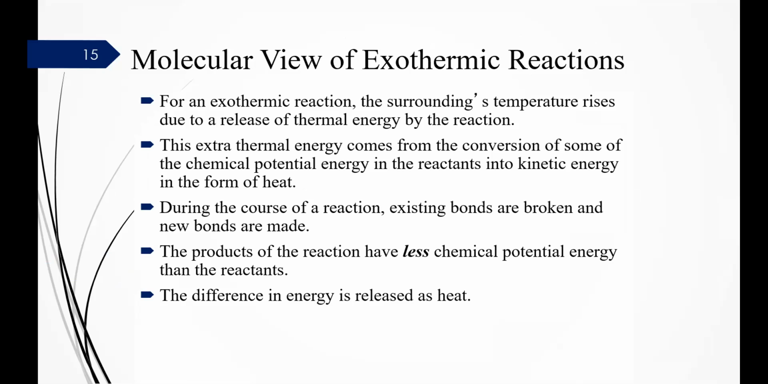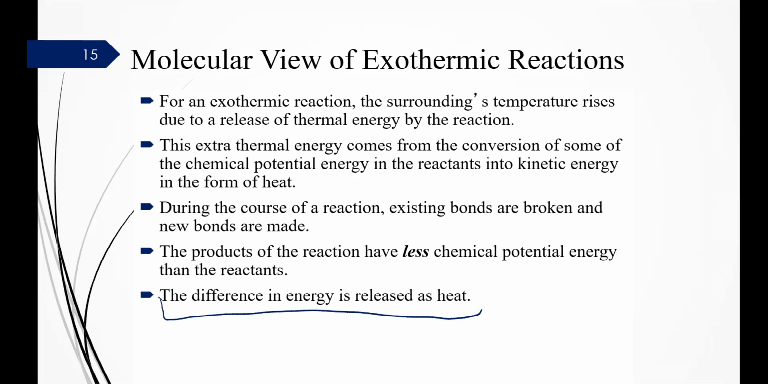And so the idea behind it is that for an exothermic reaction, the surrounding temperature rises due to the release of that thermal energy. And so that extra thermal energy comes from the conversion of some of the chemical potential energy inside the reactants into the kinetic energy of heat as it transitions. And so this happens because during the course of the reaction, bonds between our reactants are broken and new bonds are made in the products. And so the energy that was stored in those bonds that we broke wasn't equal to the new bonds that we made. In fact, there was a decrease in the energy being stored. And so that decrease in that potential energy means that the difference has to be released as heat.